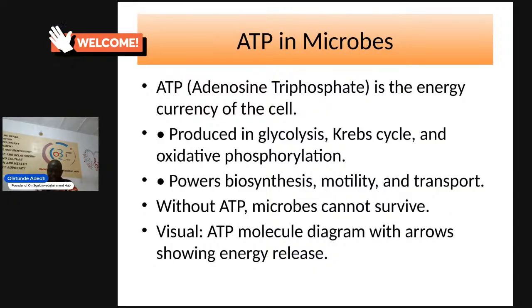ATP also helps in powering biosynthesis. They also need ATP for motility, that is movement and transportation. So without ATP, microorganisms cannot survive. It's just like somebody who doesn't have naira; if you cannot spend naira, that means you will not be able to survive. So generate a visual, that is an ATP molecule diagram with arrows showing how energy is being released, and how energy is also being produced as well.